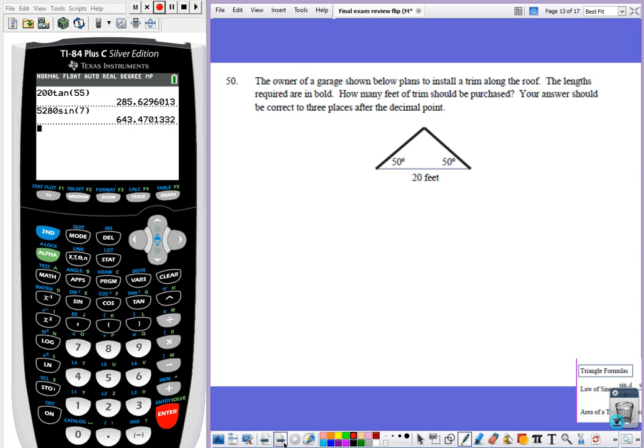Number 50, the owner of our garage shown below plans to install trim along the roof. The lengths required are in bold. How many feet of trim should be purchased? Your answer should be correct at 3 decimal places.